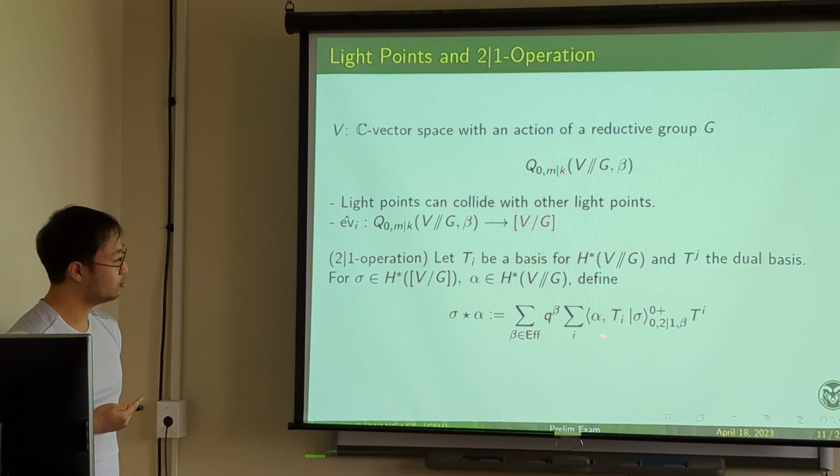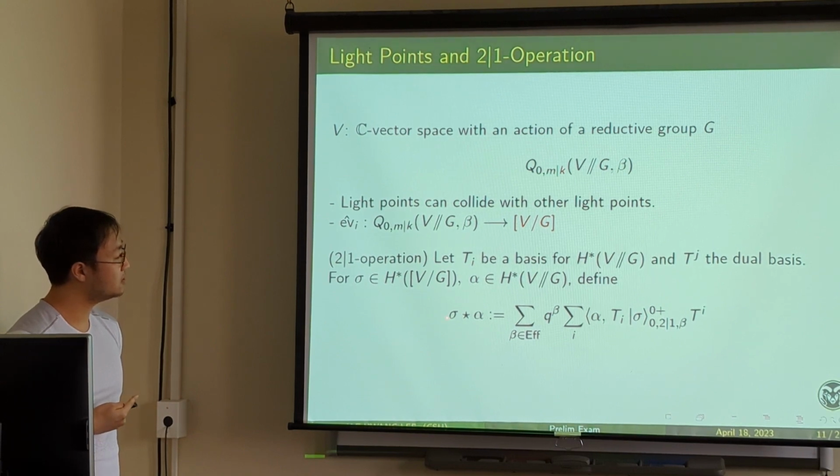So here is a 2-bar 1 invariant. It's not too different from the invariant that I defined. It just uses a light marking and this evaluation. And then here is Q, the variable of a deformation.